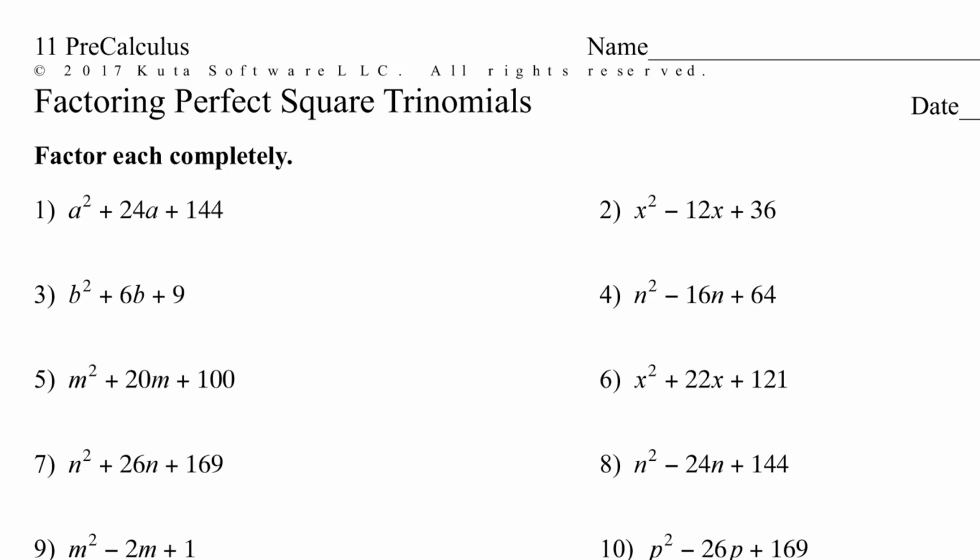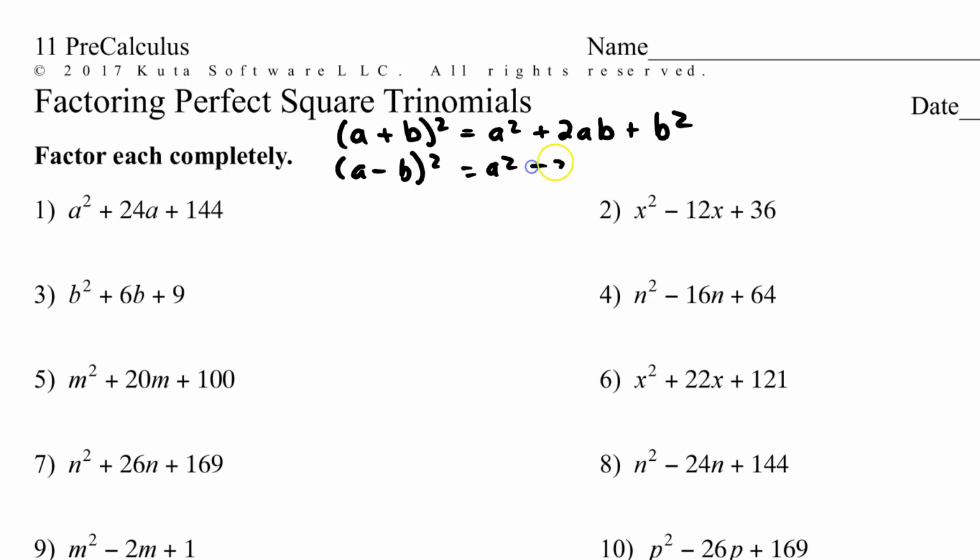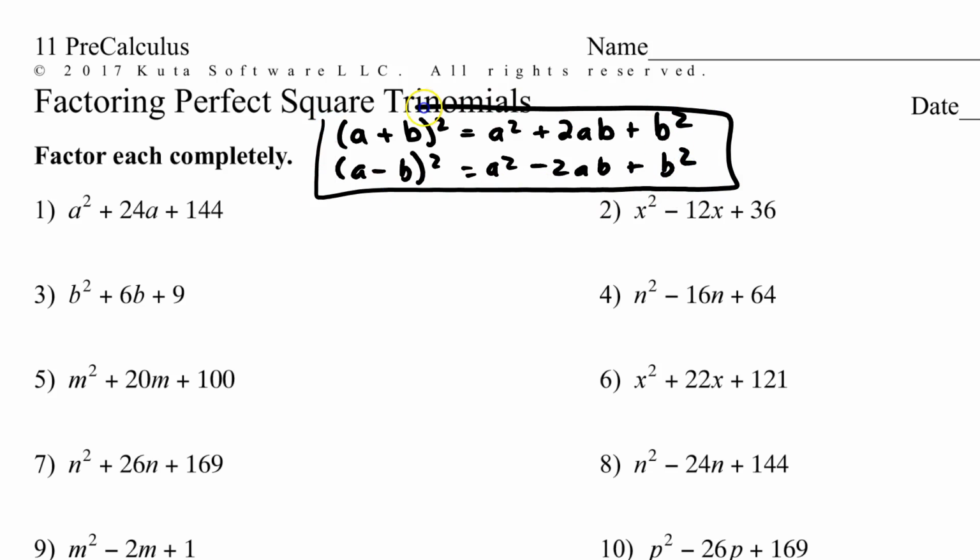So what I want to show you guys is if I were to say (a plus b) squared, that would in expanded form be a squared plus 2ab plus b squared, just as (a minus b) squared equals a squared minus 2ab plus b squared. So these two forms are going to really help us with the rest of the worksheet.